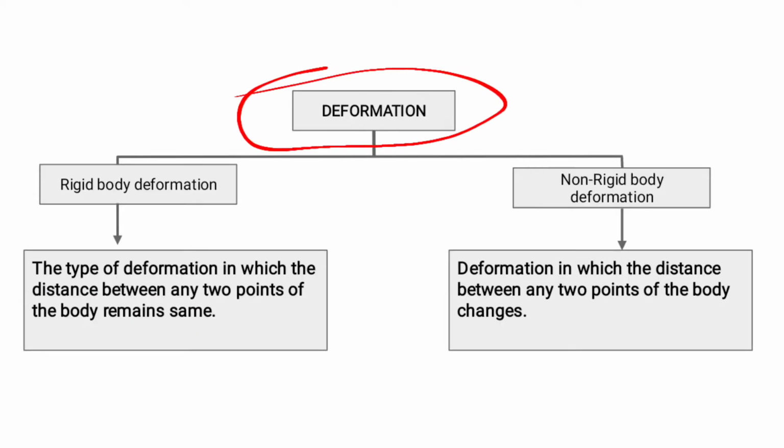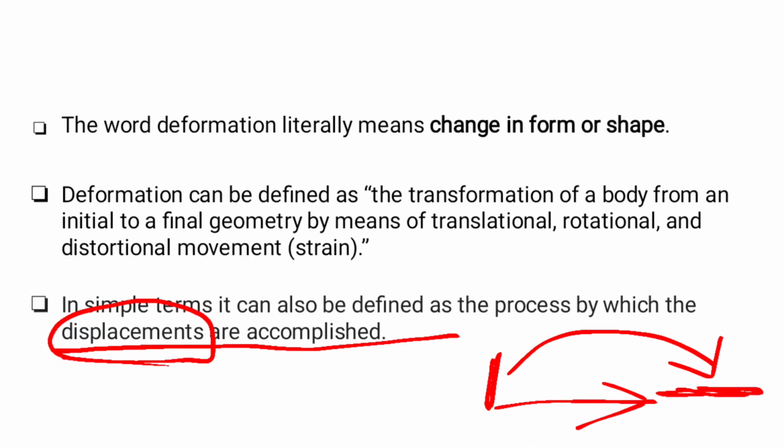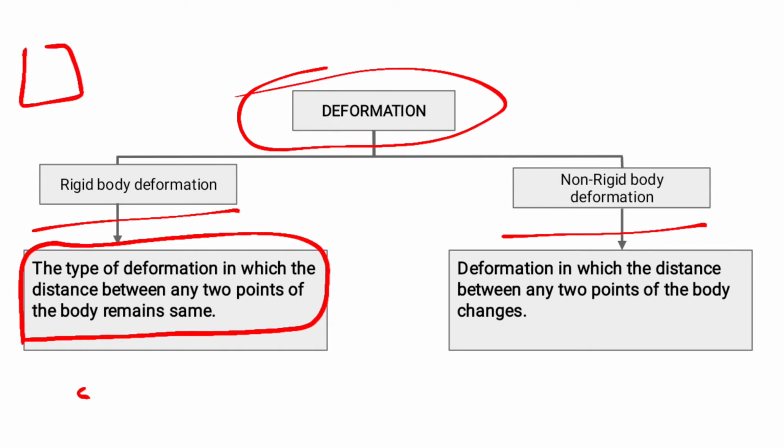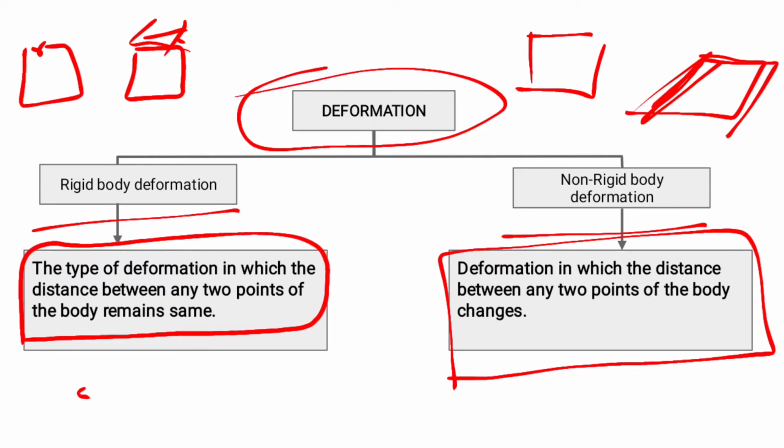So deformation is of two types, rigid body and non-rigid body. Rigid body is a type of deformation in which the distance between any two points of the body remains the same. So this is a square. After deformation, it will remain a square. This distance and this distance are the same. In non-rigid deformation it is the opposite: the square will change to a rhombus.